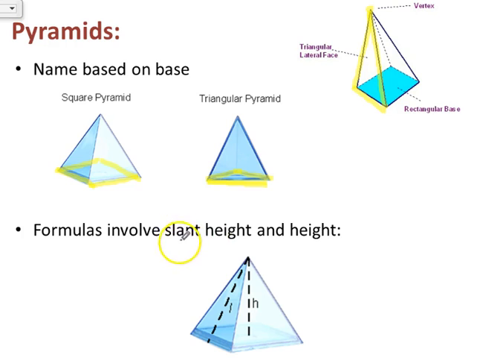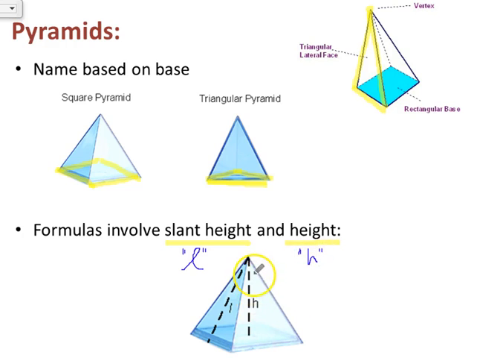And what's important is that we know what the letters represent in the formula. So the formulas are going to involve the slant height and the height. And I want to make sure we know the difference between both of those. You're going to see slant height and height throughout this week, and it's important that we know what each of those are. So slant height is represented by the letter L, where the height is represented by the letter H.